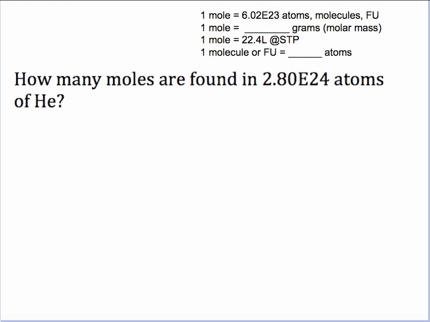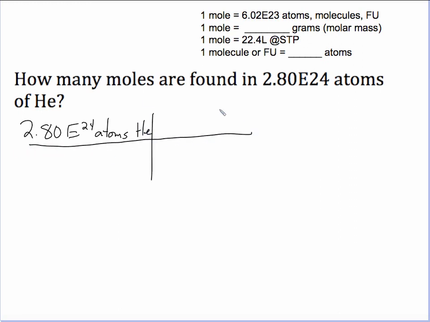Okay, let's try another one here. This one says how many moles are found in 2.80 e to the 24 atoms of helium. So the trick is you write down 2.80 e to the 24th atoms helium, and you draw your picket fence. Now we want to find moles, and we're starting with atoms. So we've got to find the one that has moles and atoms in it, which is the top one. You wouldn't use these other ones because they don't have both moles and atoms in them. So we're going to use the top one.